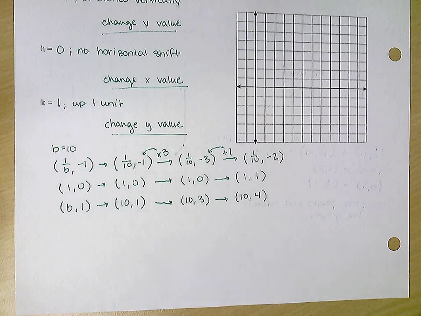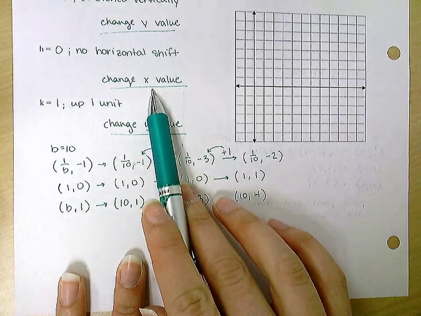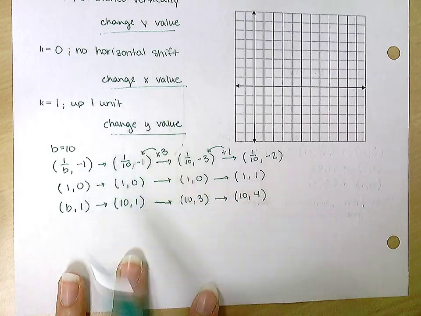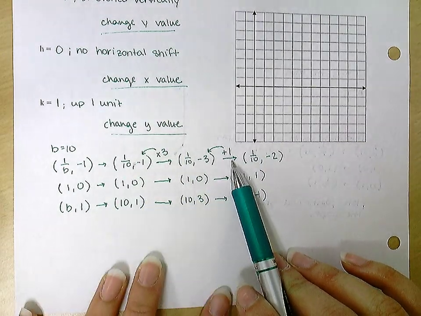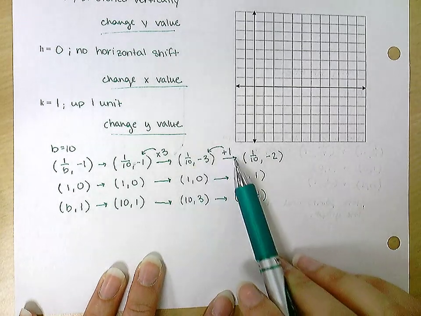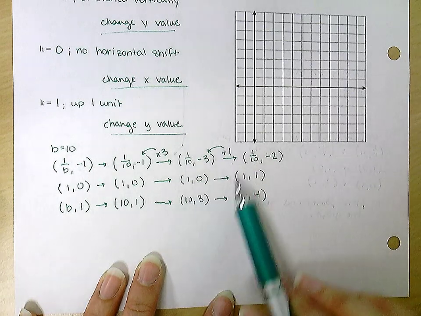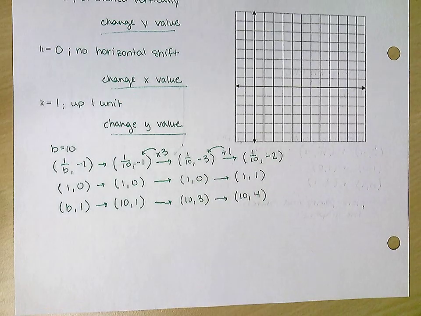If I had a horizontal shift, that would be adding something on to your x values. That's why I wrote change your x value under that one. So if I had a horizontal shift of +1 instead, I would change this to 1 and 1/10. I would change this to 2. I would change this to 11. That's what that does when you're shifting your graph.